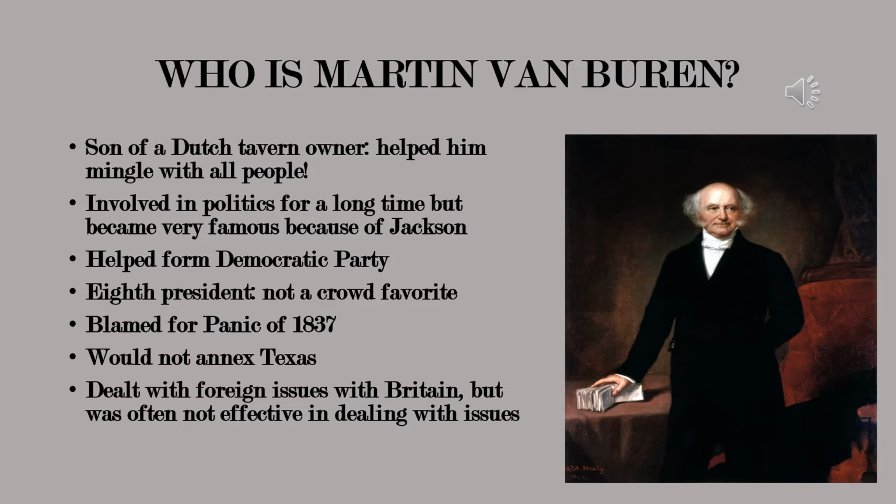Also, he has to deal with these foreign issues with Britain that are going to surface during his presidency, issues that we'll talk about in the next slide, but he's not always the most hands-on dealing with issues with the economy and with foreign affairs. So ultimately, in the election of 1840, he's going to lose to the Whig candidate William Henry Harrison and go down as really not the most popular president.